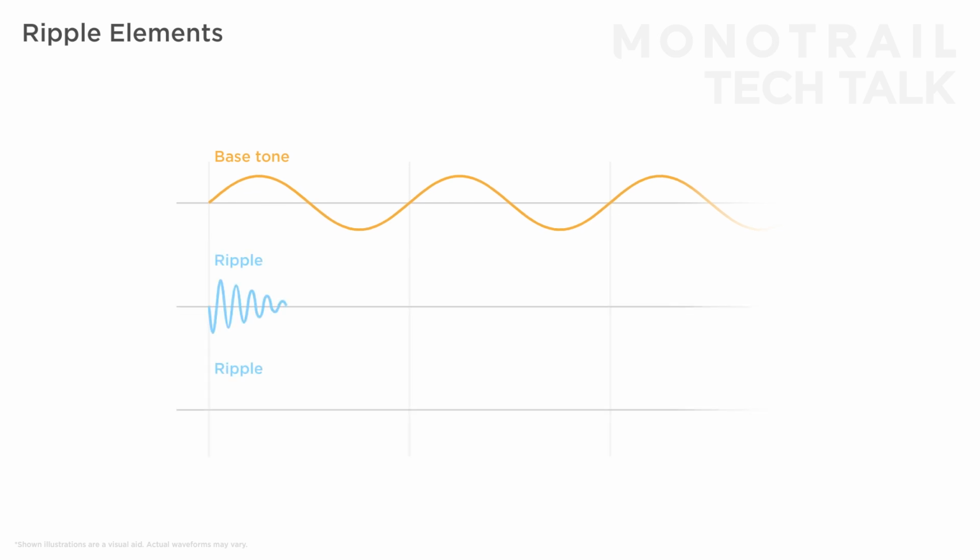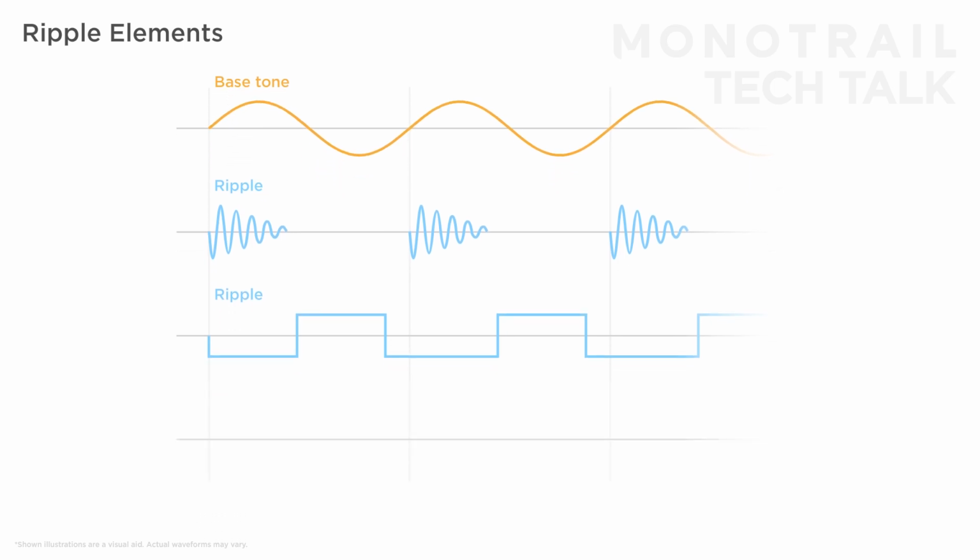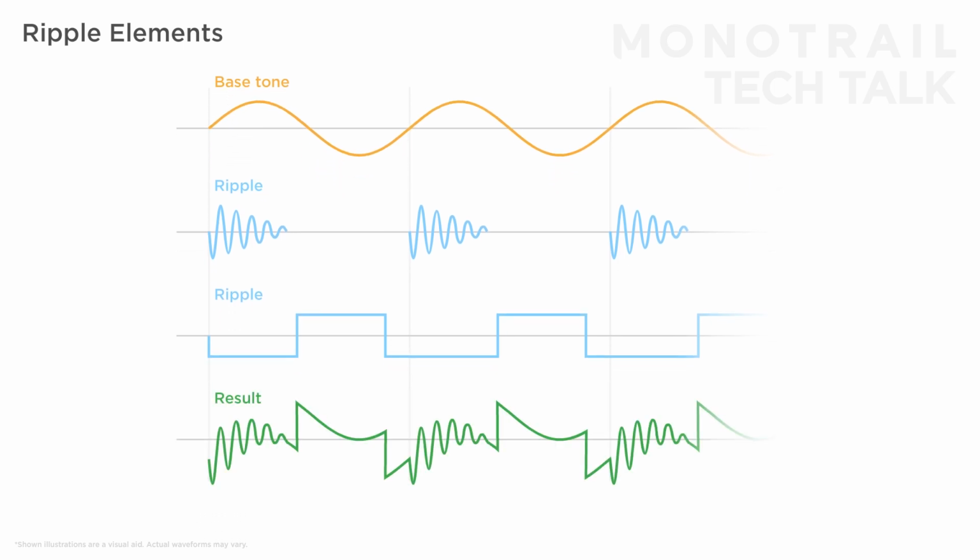These are either sine or square wave elements with their own controls, and they could look something like these two examples. They are re-triggered at every cycle of the core wave, so when added on top of the bass tone, the ripple elements help shape a single cycle waveform. Thus, the ripple elements are always in sync with the frequency of the core oscillator.